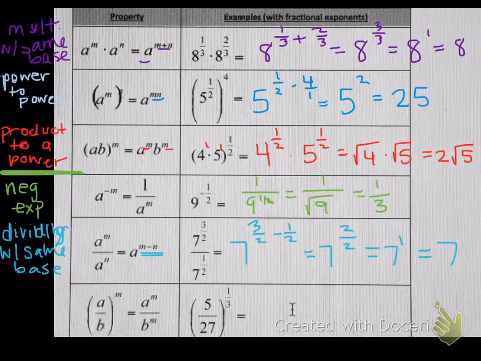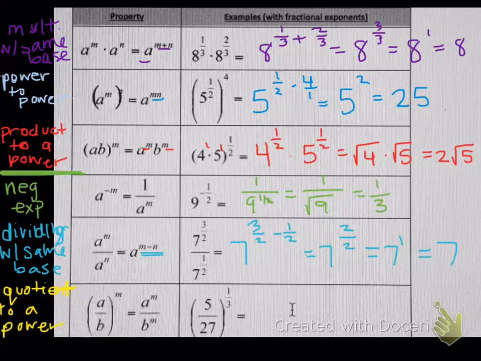And the last one is a quotient to a power. This rule says if I have a quantity being divided, I give them each their own exponent. So this will become 5 to the 1/3 power over 27 to the 1/3 power. And using what we just learned, this is the cube root of 5 over the cube root of 27. And the cube root of 5 stays. The cube root of 27 is 3, because 3 times 3 times 3 gives me 27.